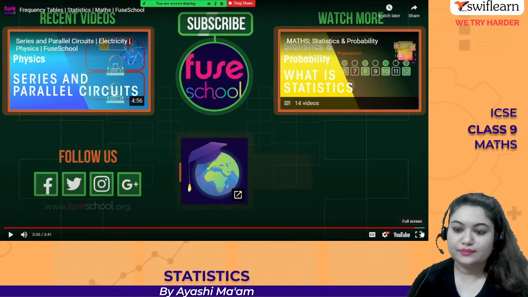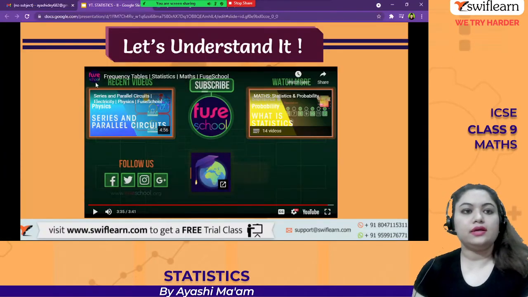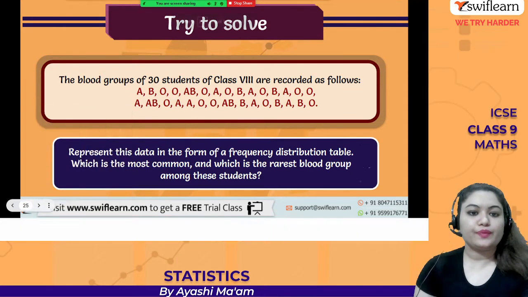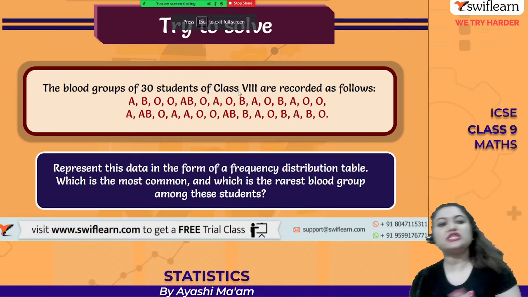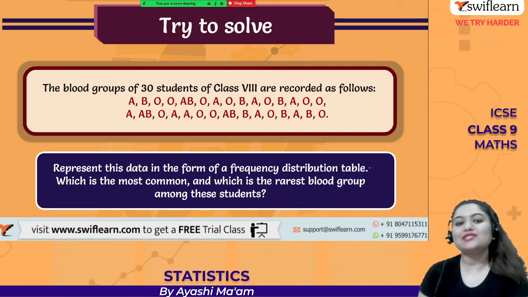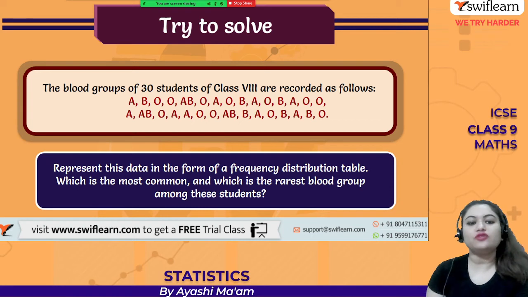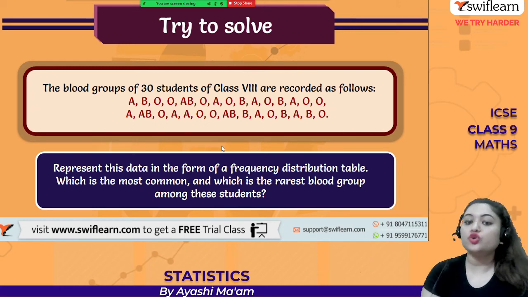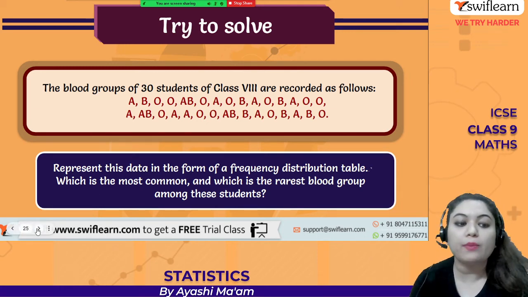Okay, that was an informative video. Let's solve some questions. The blood groups of 30 students of class 8 are recorded as follows. Okay, so the blood groups are given to you. Represent this data in the form of a frequency distribution table. Which is the most common blood group and which is the rarest blood group among these students.